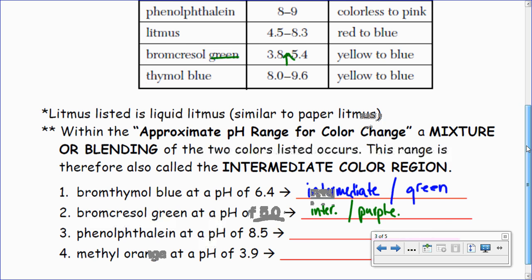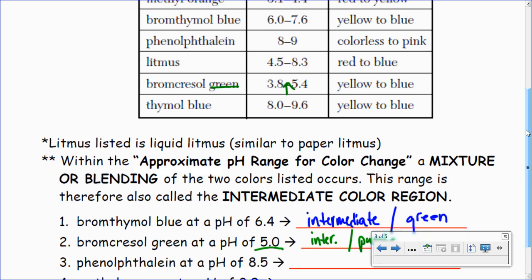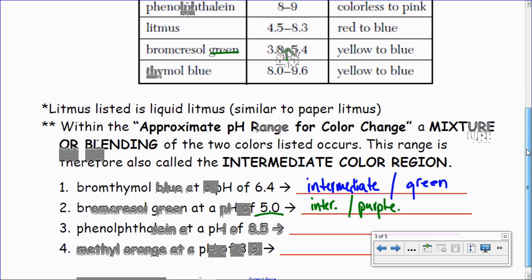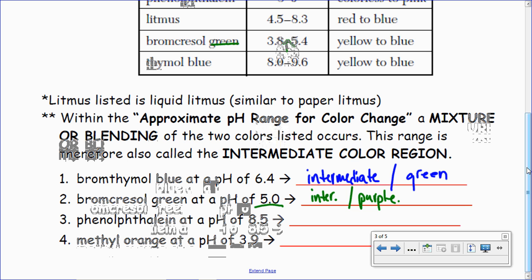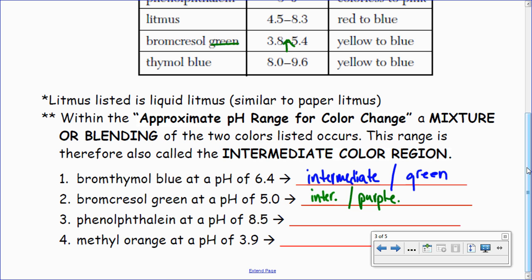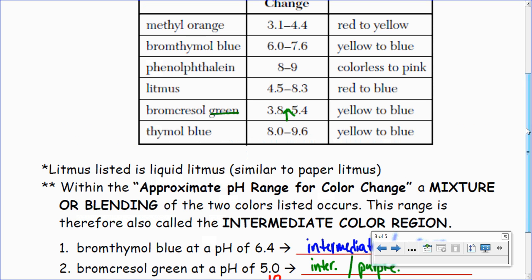So methyl orange, pH 3.9. Yeah. Phenolphthalein, pH 8.5. These all tend to be intermediate. Usually we look to either left side or right side. For example, if I were to change this number, phenolphthalein at a pH of 10, you look up at the chart at phenolphthalein, 10's on this side, which means that it would be pink. That's what it would be.